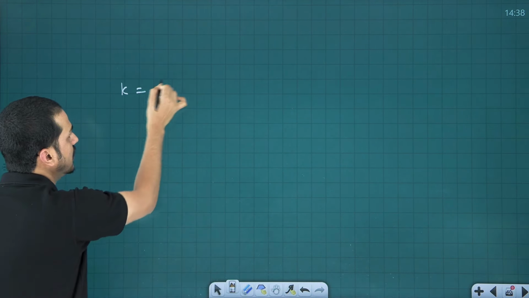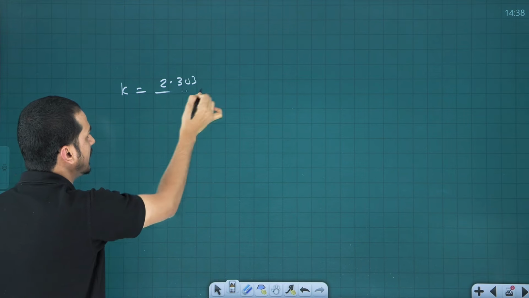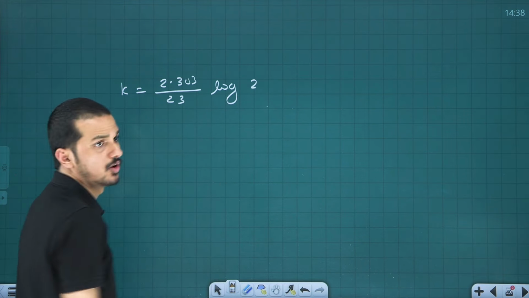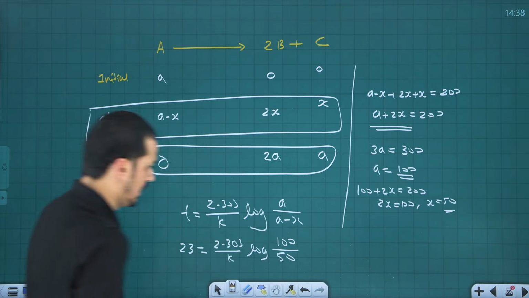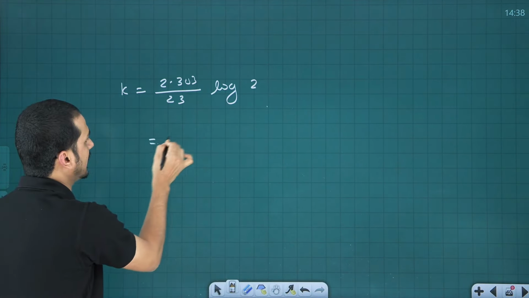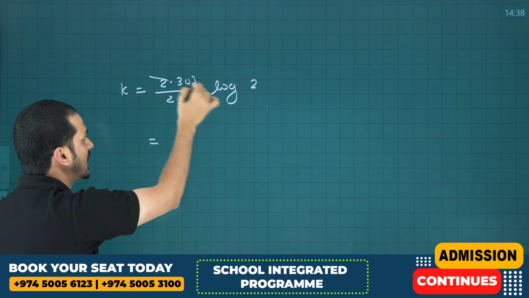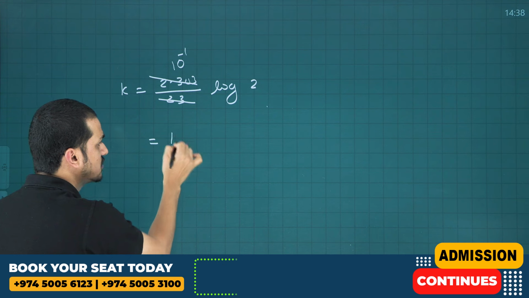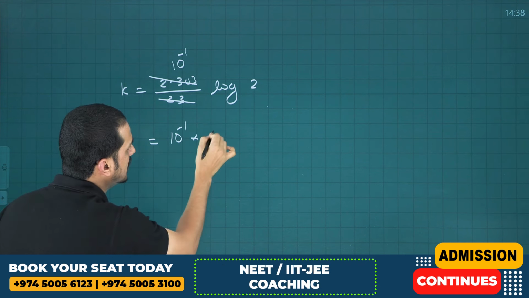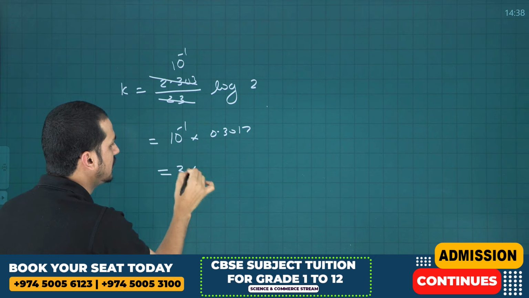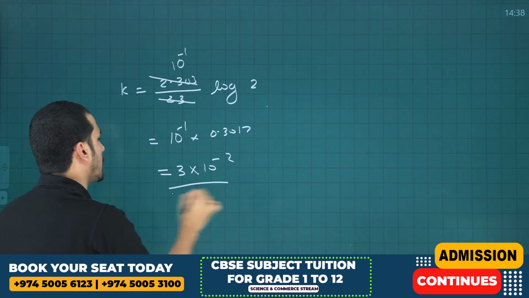K equals 2.303 divided by 23 into log 2 will come. Log 100 by 50 will come. Correct? Log 2 will come. So that is equal to, I can write, 2.303 by 23 I can cancel. This is 10 raised to minus 1. 10 raised to minus 1 into log 2, which is 0.3010. So that is equal to 3 into 10 raised to minus 2 approximately.